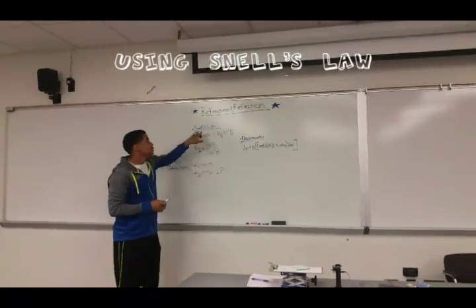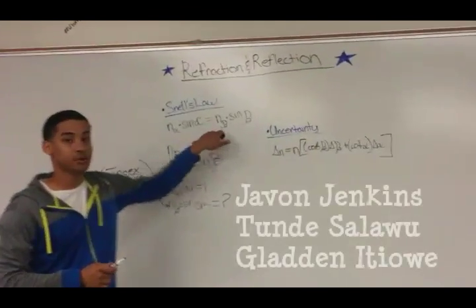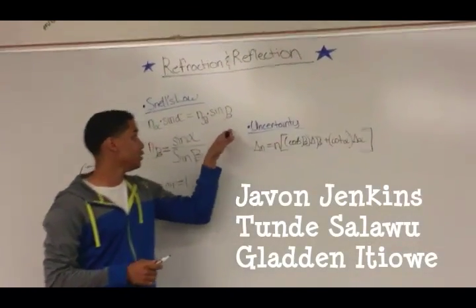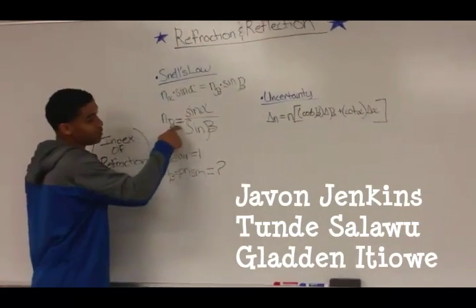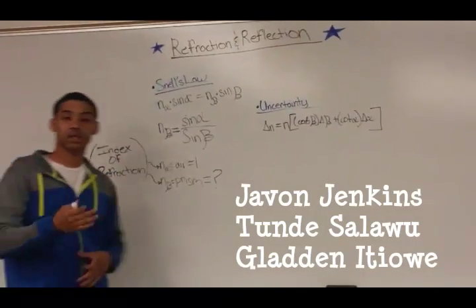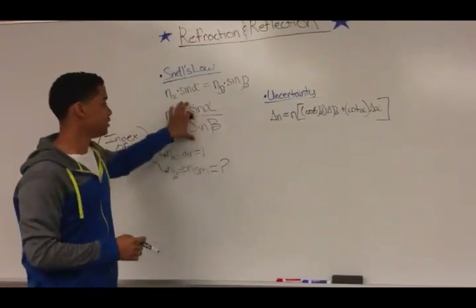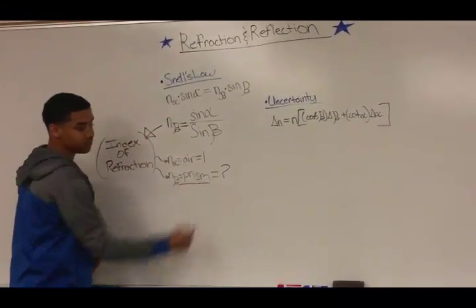Now, we're going to be using Snell's law in this lab, and Snell's law is n alpha times sine alpha, which equals n beta times sine beta. Doing your basic algebra, we find that n beta equals sine alpha over sine beta. And later on, after getting our measurements and our data, we will use this equation to find the index of refraction due to a prism.